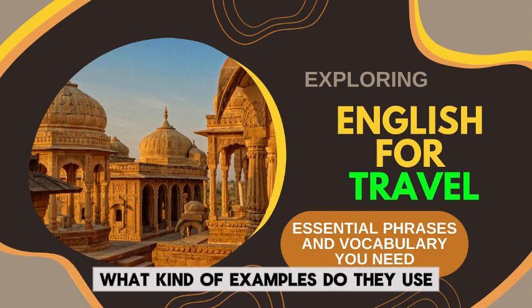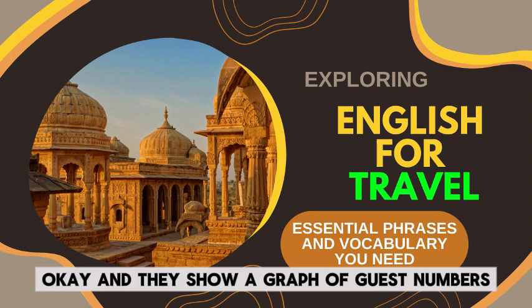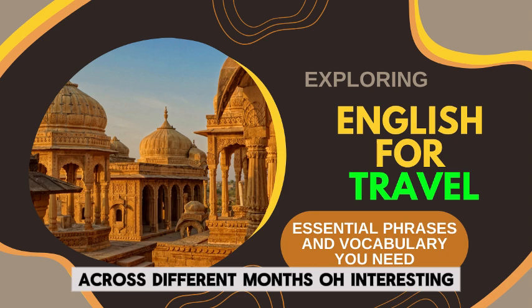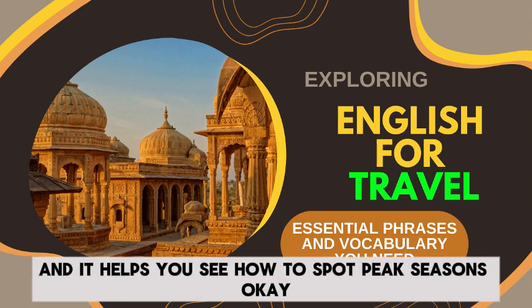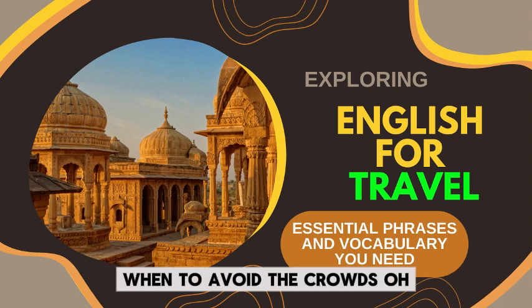Okay. What kind of examples do they use? So they use this example of Maria's guest house, and they show a graph of guest numbers across different months. Oh, interesting. And it helps you see how to spot peak seasons, find those hidden gems, when to get the best deals, when to avoid the crowds.